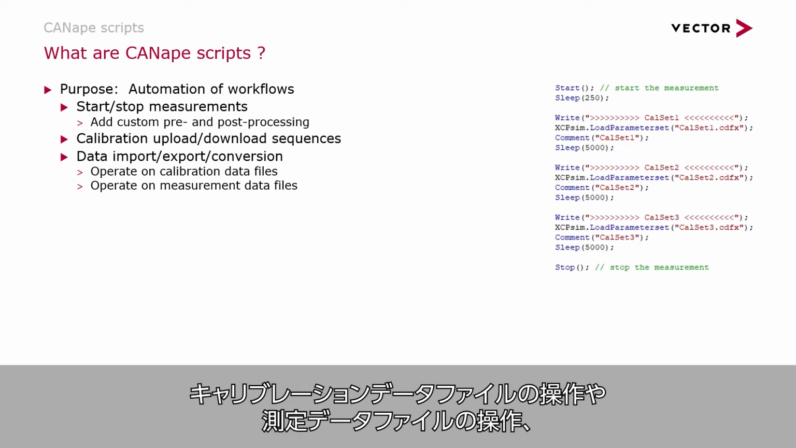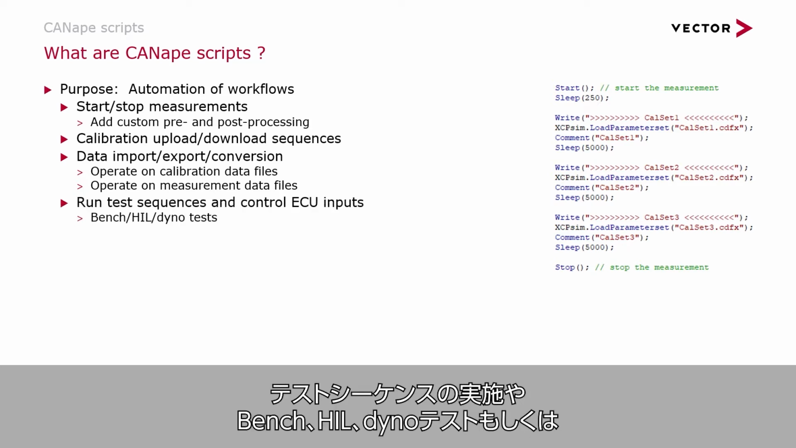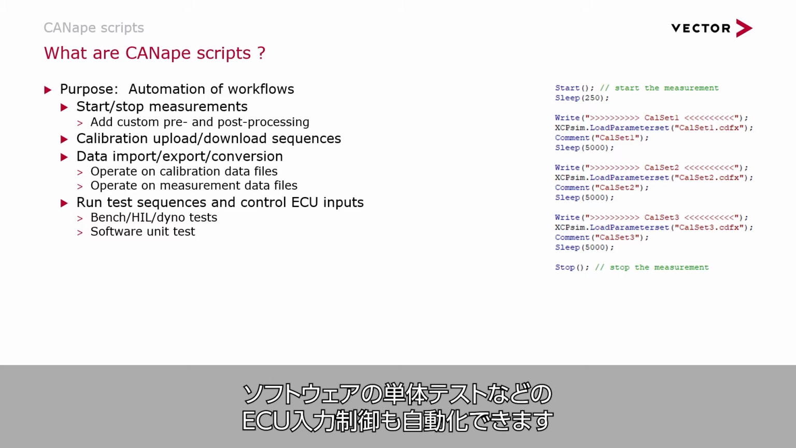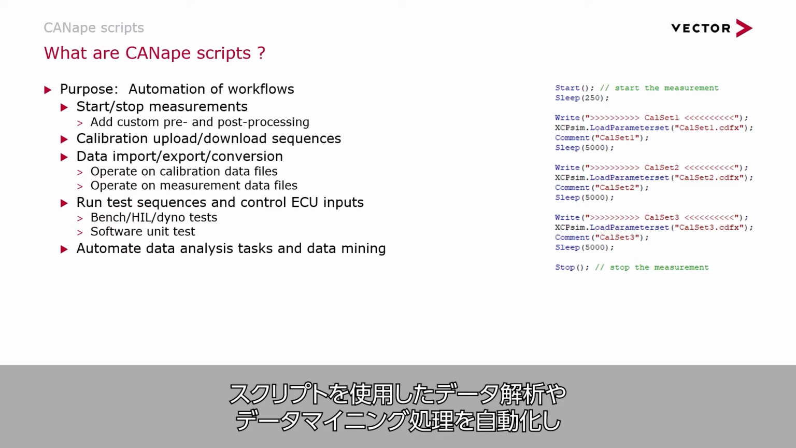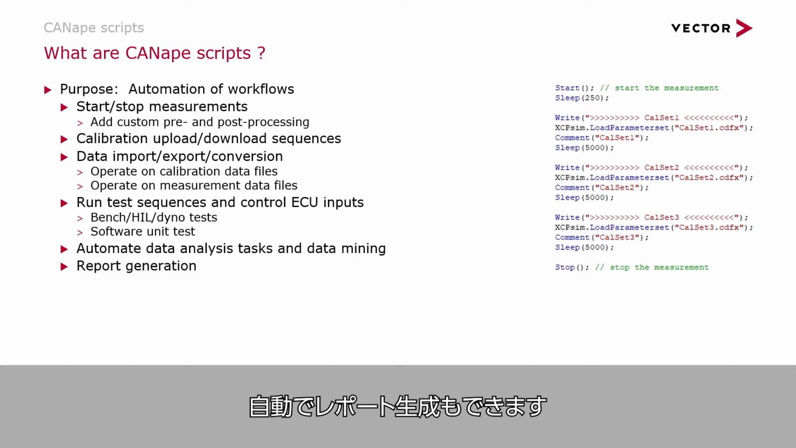This includes operating on calibration data files and operating on measurement data files, running test sequences and controlling ECU inputs, such as running bench, hill, or dyno tests, or software unit test. You can automate data analysis tasks and data mining with scripts, and do automatic report generation.